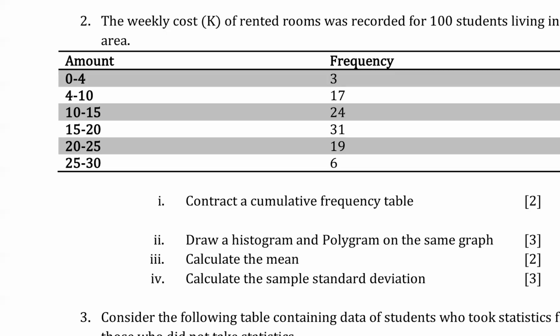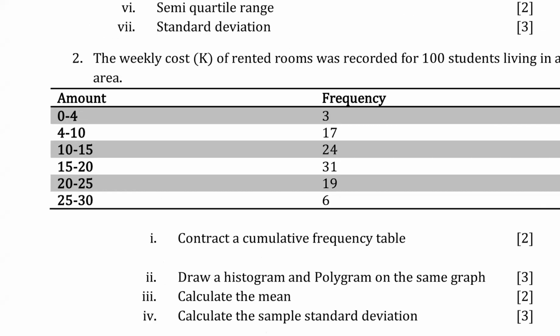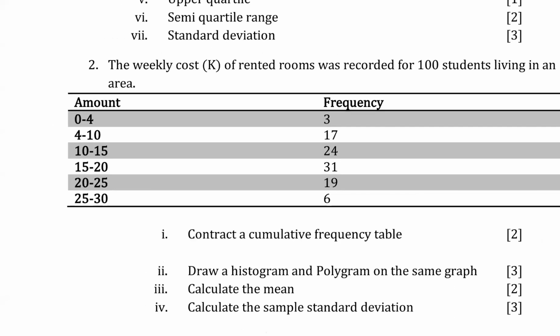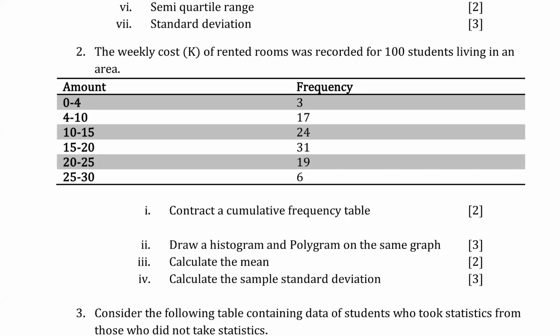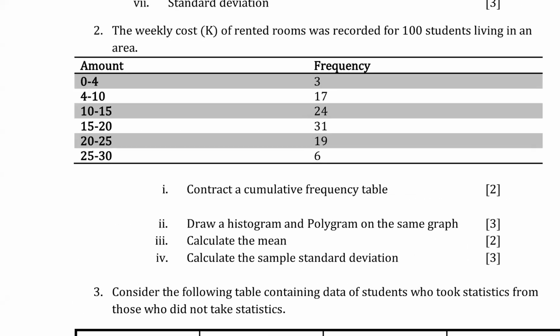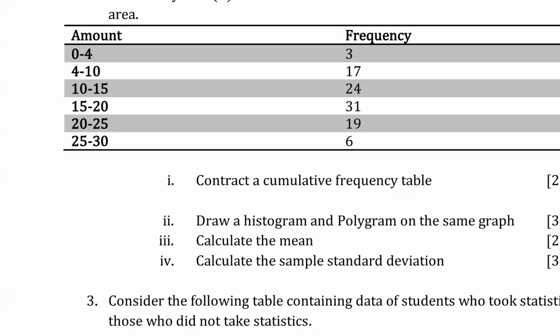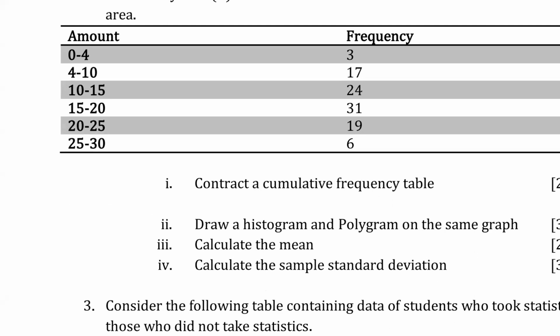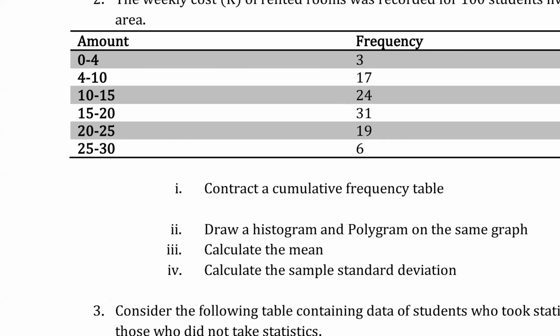Question number 2 says the weekly cost K of rented rooms was recorded for 100 students living in an area. You're given the amounts in clusters, in kwacha: from 0 to 4 kwacha, from 4 to 10, from 10 to 15, from 15 to 20, from 20 to 25, and from 25 to 30.